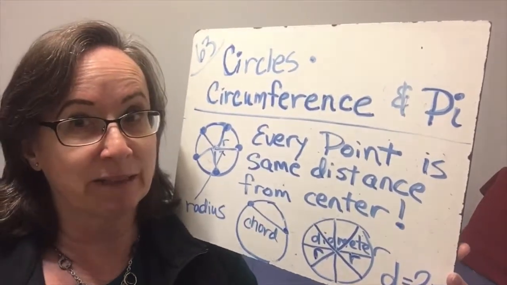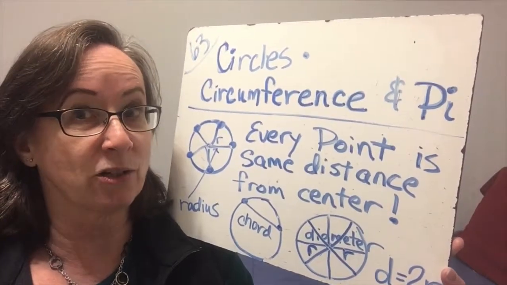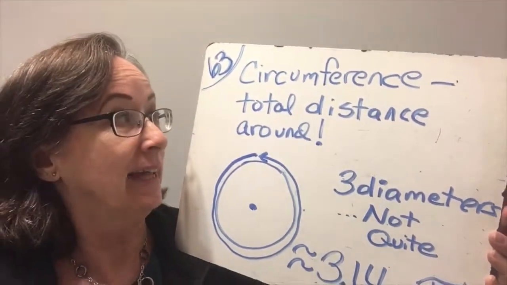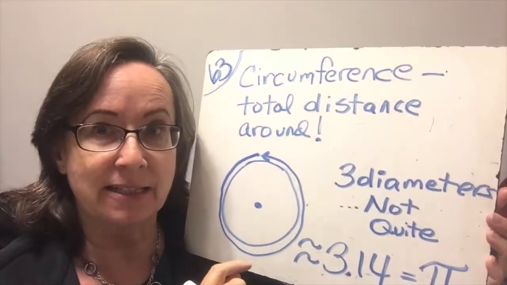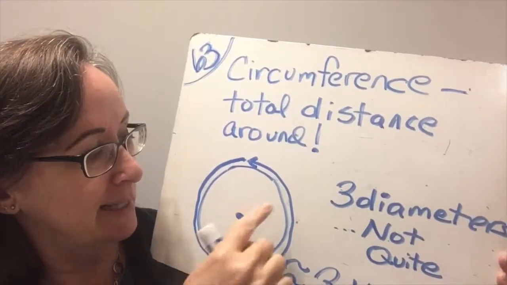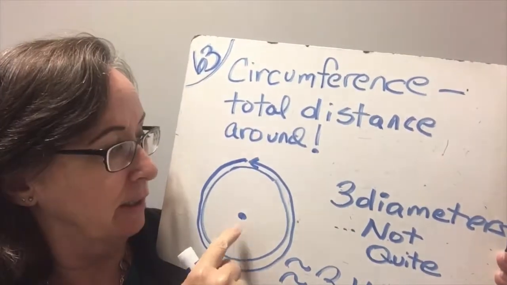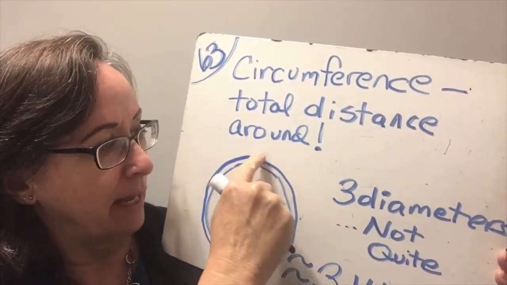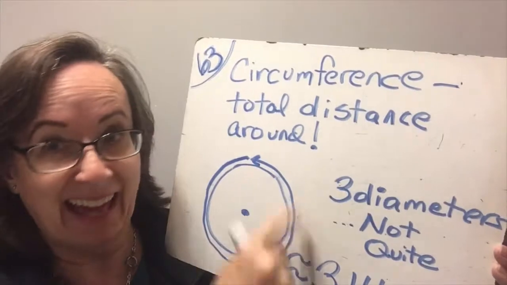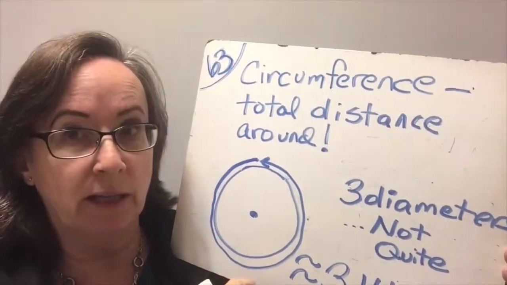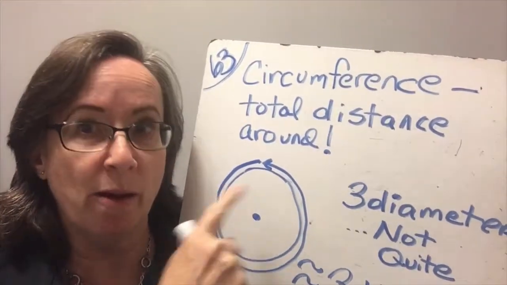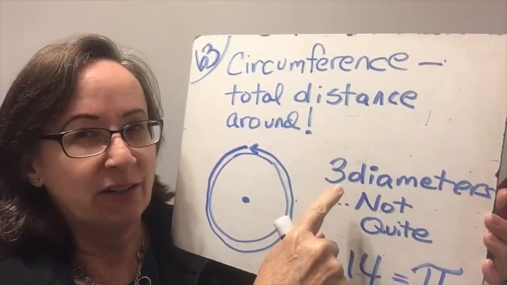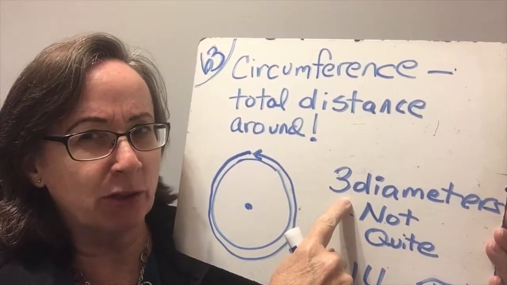So now we're going to learn about what circumference is. The circumference is the total distance around the circle. You can see here I have a circle with a center, and a line I've drawn all the way around with a little arrow showing you that distance all the way around the circle. In other words, the length of the rim of the circle would be a little bit over 3 diameters.